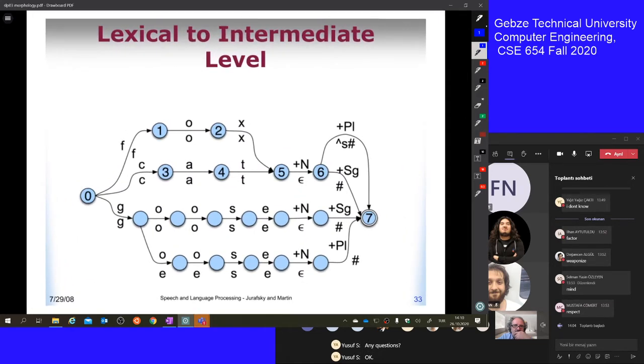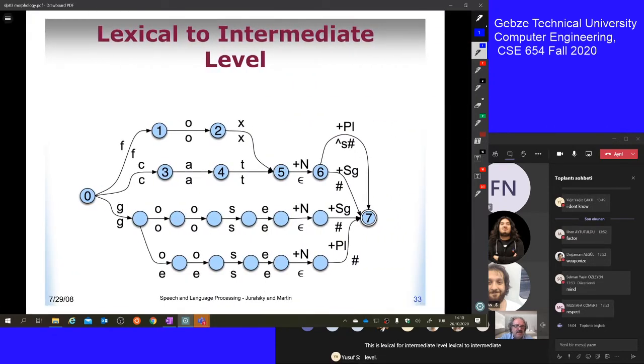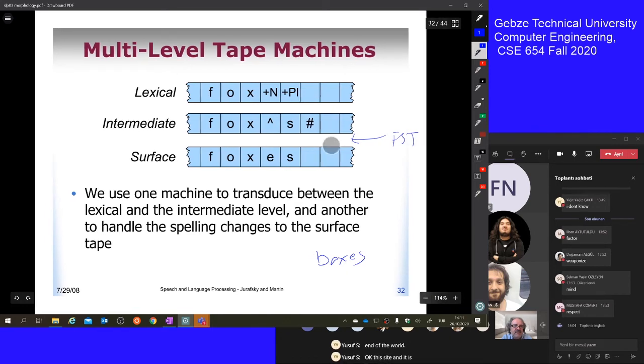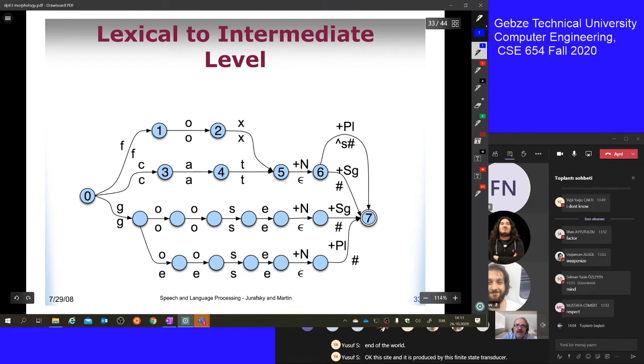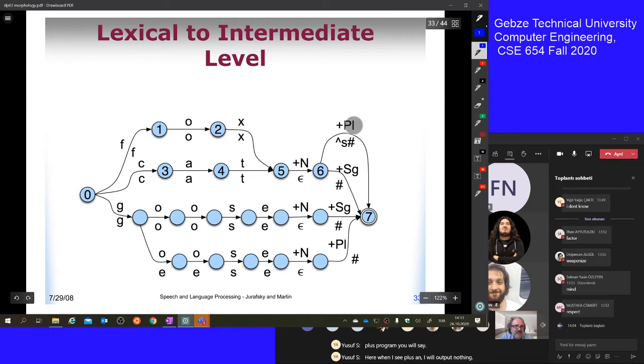Here is the example. This is the lexical to intermediate level, or just the opposite, it doesn't matter, because it is easy to change it. By the way, this sign in the intermediate form is used for marking the end of the word, and it is produced by this finite state transducer. So lexical to intermediate works this way: fox plus N plus plural. When I see plus N, I will output nothing, and when I see PL, I will add this caret S and the end of word.